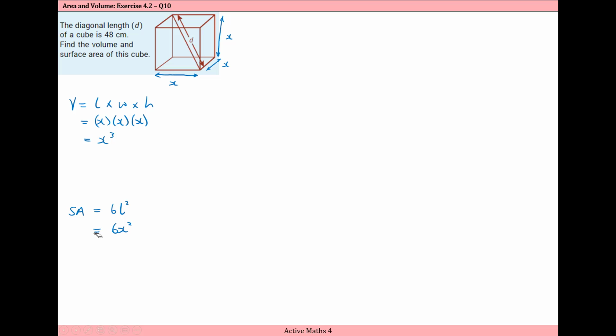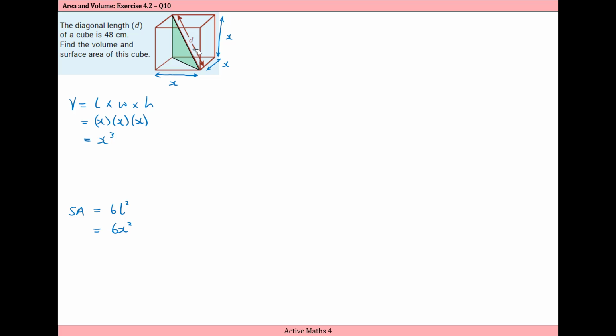So the question then changes from a question of finding volumes and surface areas to actually finding out what this value of x is. The way we're going to do that is we are going to use the information given that the diagonal D is equal to 48.